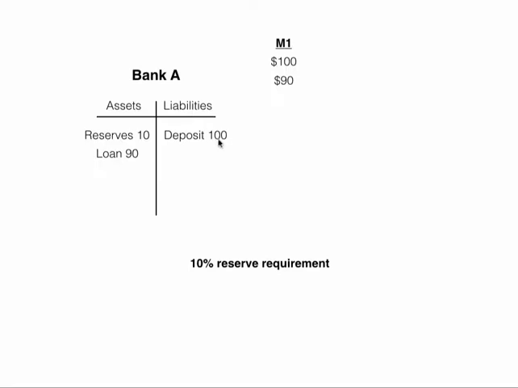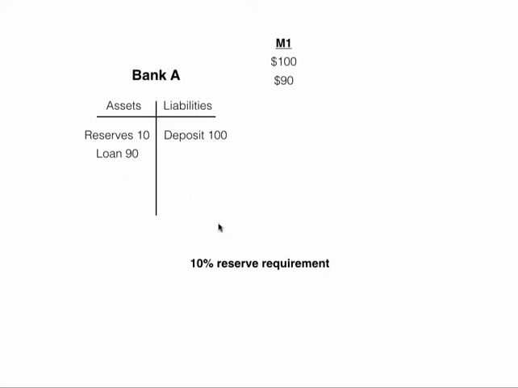Again, this person can still write checks on their account without ever having to use cash. So I can just say, all right, I want to buy something for $100, just take that money transferred out of my account, put it into someone else's account. We never have to use cash for that. And now someone else just borrowed that $90 and now has an account with that. So that is money. So M1 has increased as soon as we made that loan.